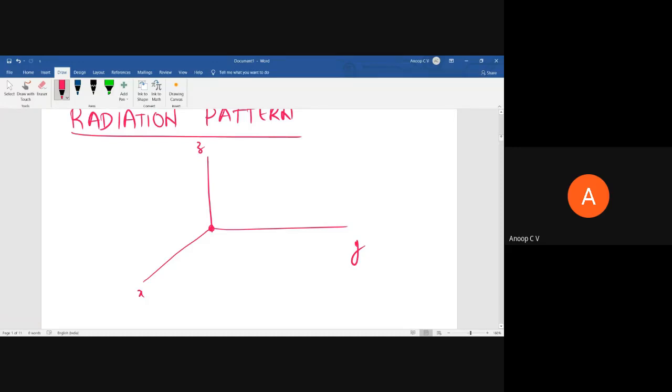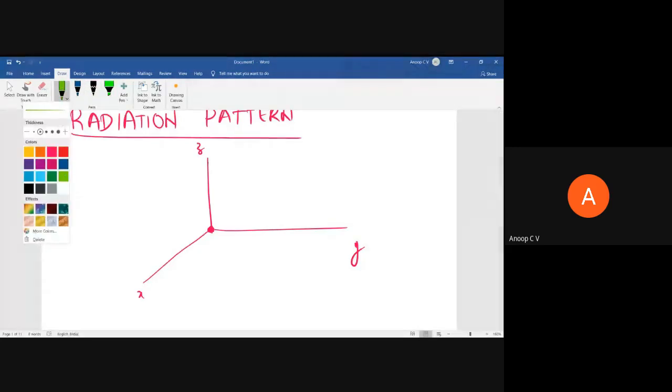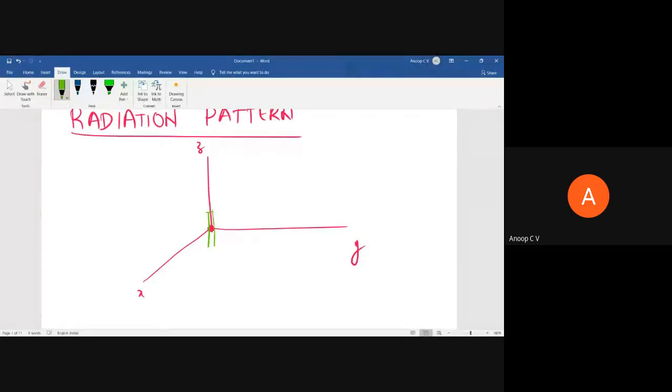So I'm keeping my antenna, a dipole antenna, at the origin. Maybe I should be more explicit. I'm keeping the antenna like this. Exactly the midpoint of the antenna will be at the origin.